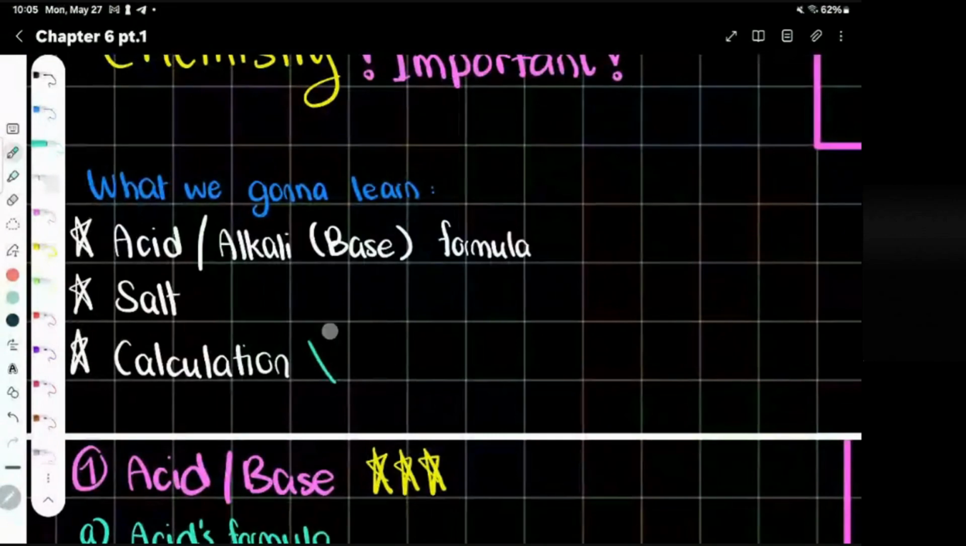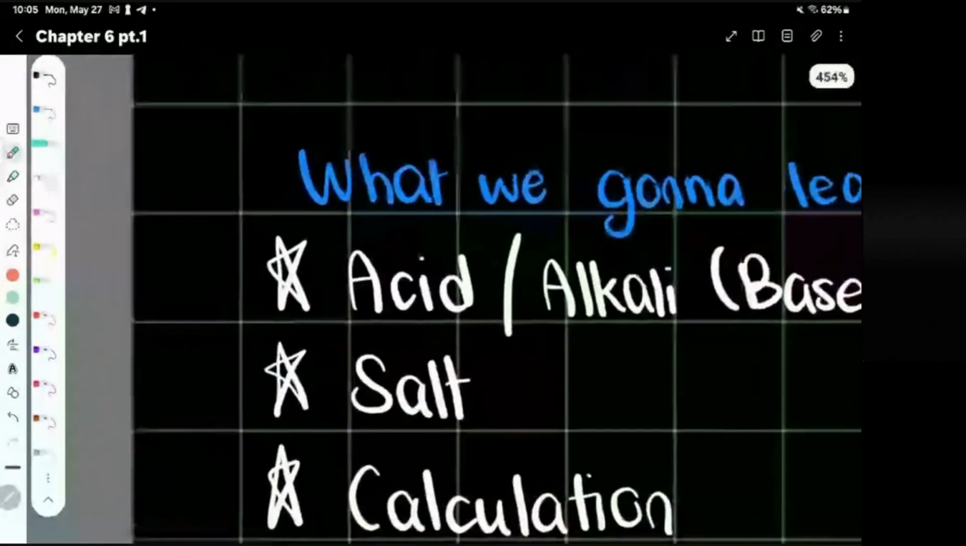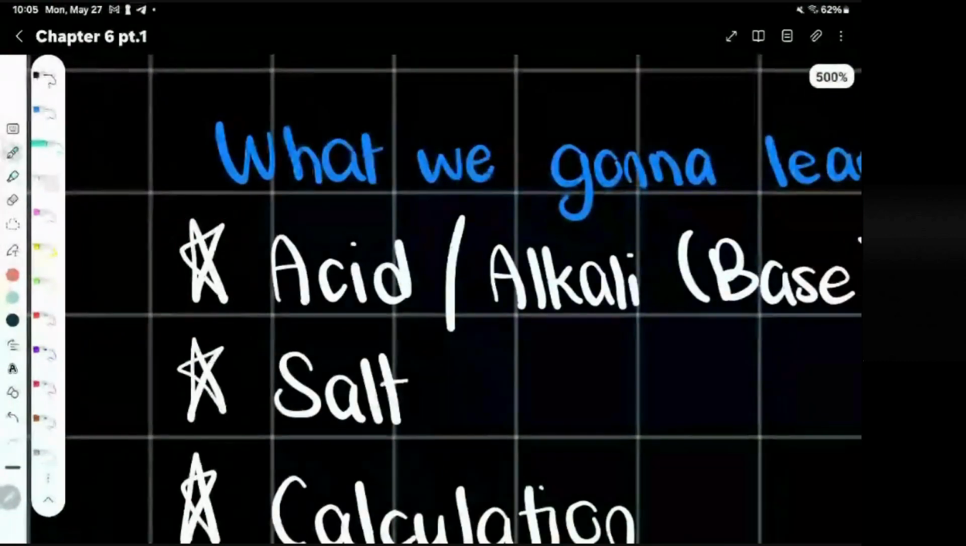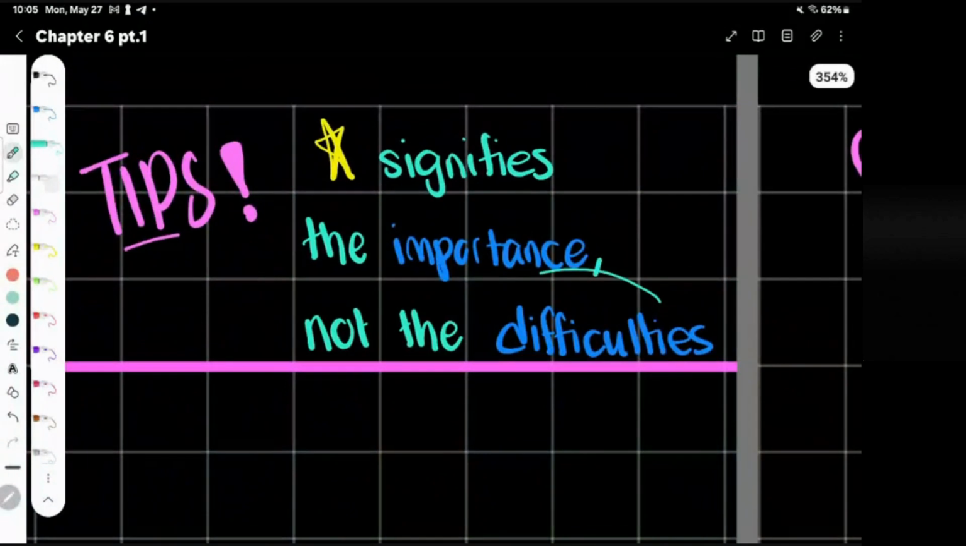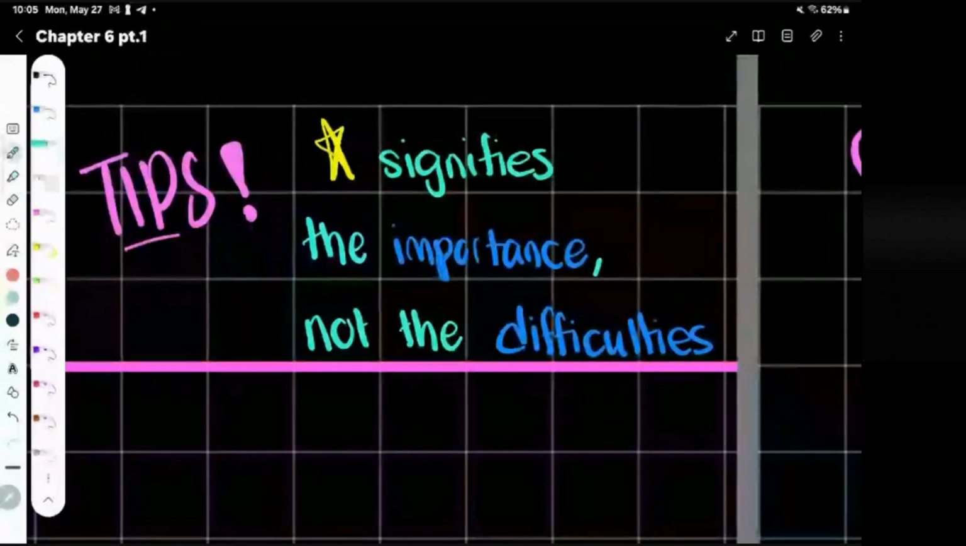This will be one of the most important ones. This also one of the most important ones. But later you're going to see I put a star next to it. Star, just don't worry, star doesn't signify the difficulty, it signifies the importance. So you have to, of course, prioritize the star.